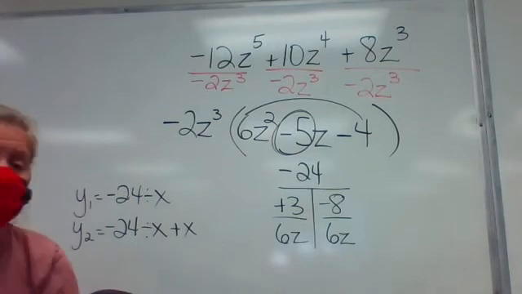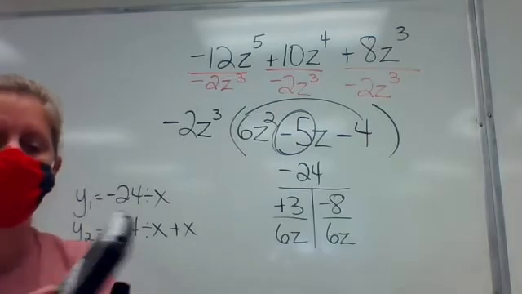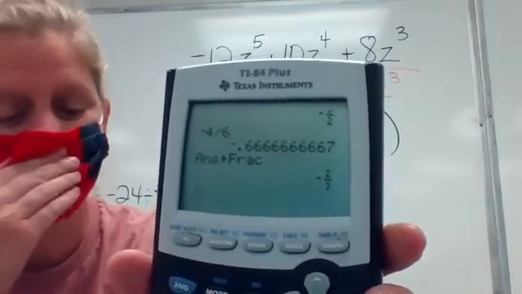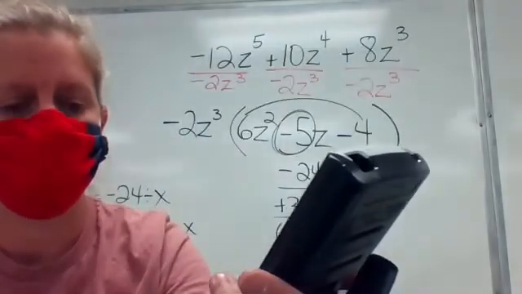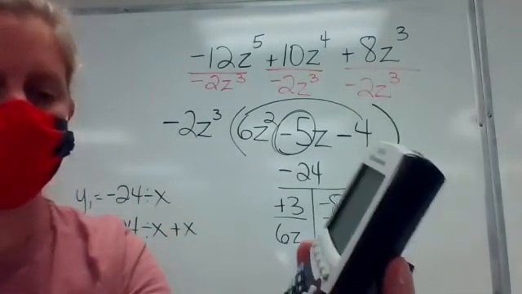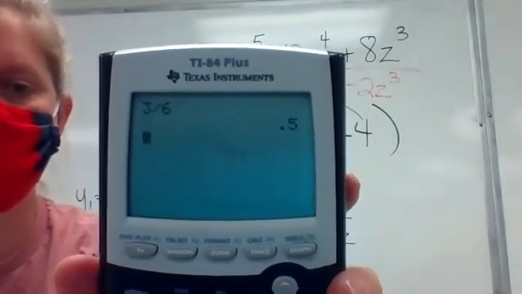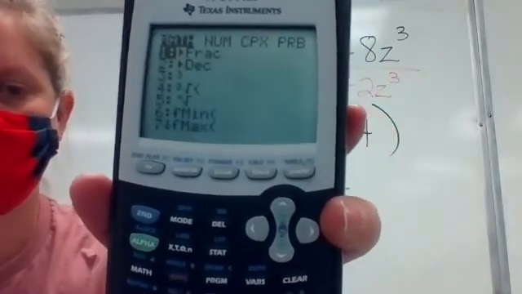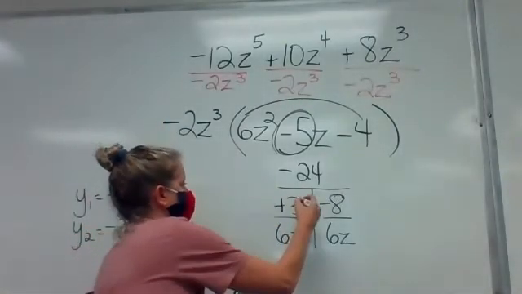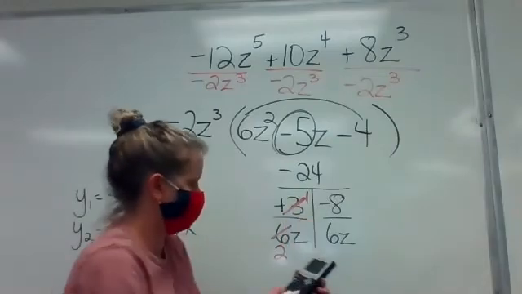So we need to reduce our fractions. What is 3/6 reduced to? Remember, to get out of your table, hit second, quit to get back to your home screen. So I need to do 3 divided by 6, enter. Then turn your decimal to a fraction. So math, enter, enter. That's going to reduce to 1/2. So 2z plus 1.